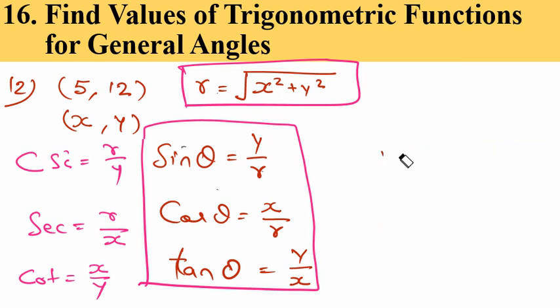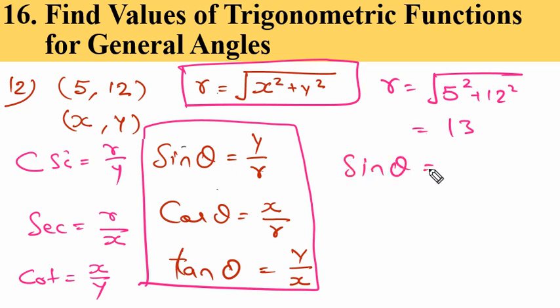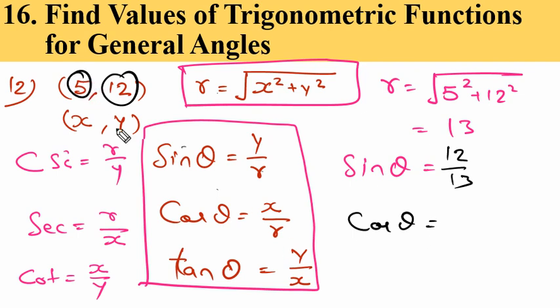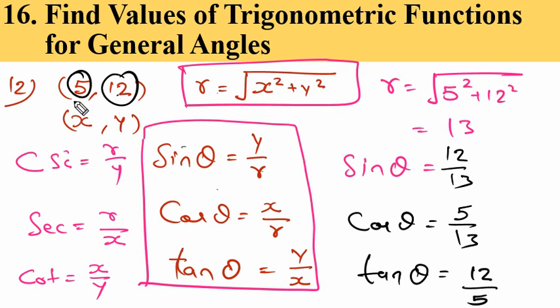First of all, let's find the r here. R will be square root of 5 square plus 12 square. If you solve this, you will get 13. Now let me write sine theta. Sine theta y is 12, so 12 over 13. Cos theta is x over r, so 5 over 13. Tan theta will be y over x, so 12 over 5. That's how you will find all the trigonometric functions.